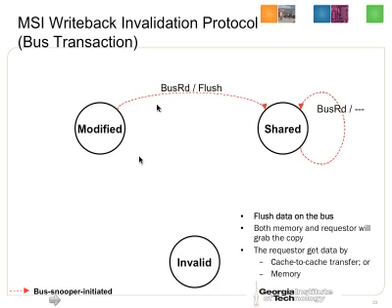From modified, if my cache line is currently in a modified state, and if I see a bus read, that means some other processor is trying to read the same cache line, and because I have the cache line in the modified state, that means I have the most recent copy. So I will flush. That means flush the data on the bus. So the other cache controller that is requesting the data will be able to receive the data. In this case, when flush happens, both the memory and the requester will grab the copy. That's the most recent copy.